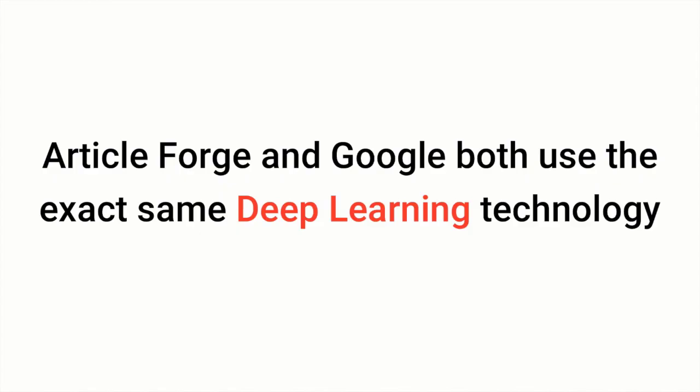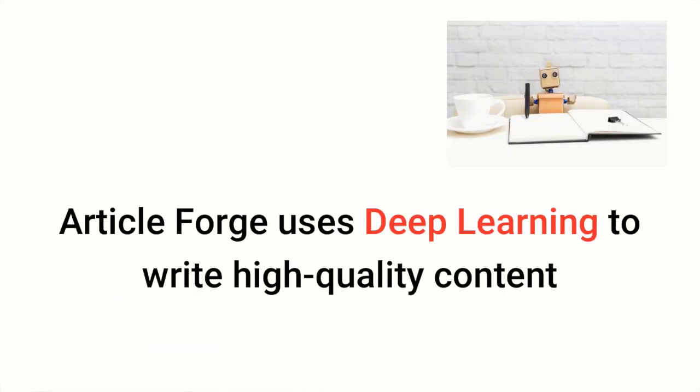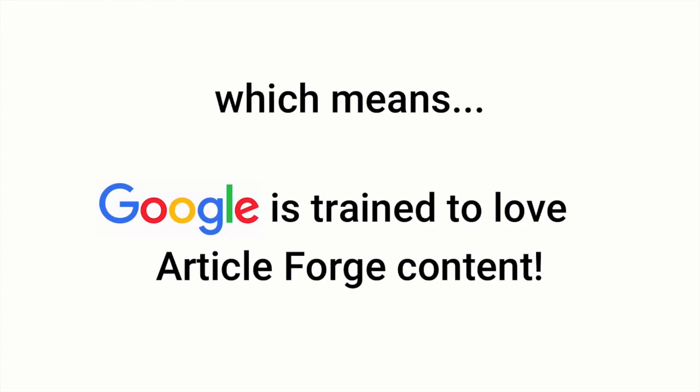So earlier, I mentioned how this deep learning technology we use is the exact same that Google uses. More specifically, this is the technology Google uses to judge the quality of content. This is important because this means Article Forge and Google are trained on the exact same algorithms, in many cases written by the exact same researchers. So this means Google is actually trained to love Article Forge content.